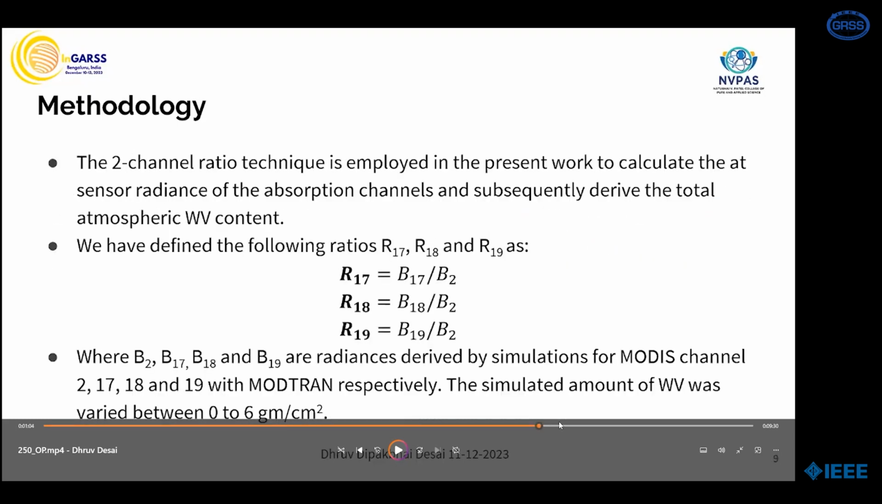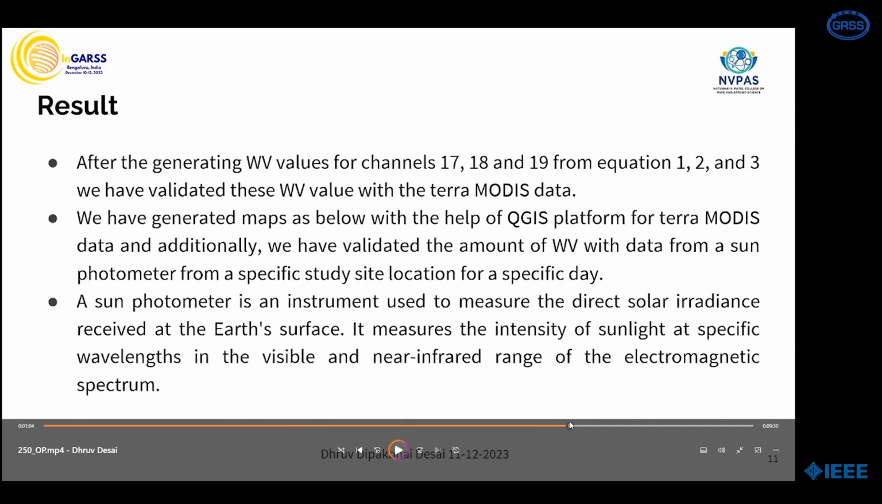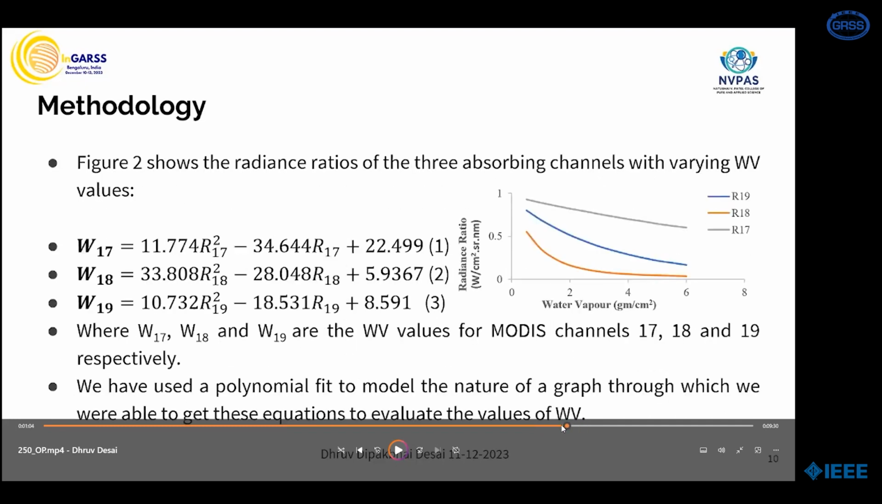Can you please go there? Yeah. Oh. Yes, this is the basically a ratio method. Yes, that equation R19 was in the yeah, asking. Yeah, next one. Yeah, next one. This is the methodology section. Please move ahead. Yeah. No, they're actually asking to explain this. Okay.